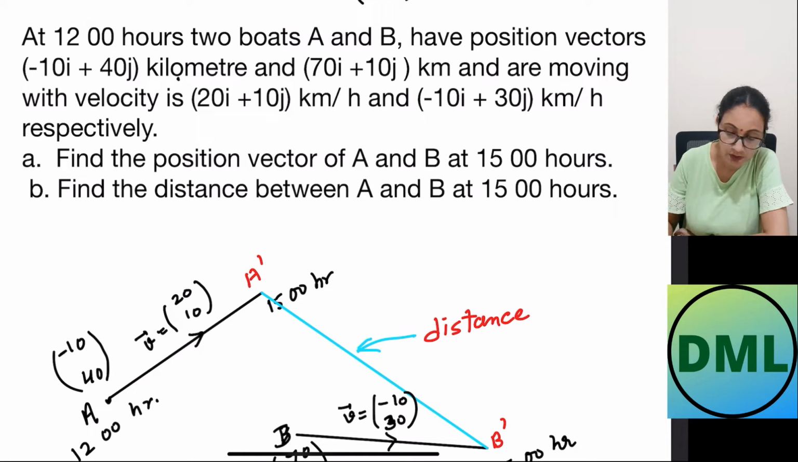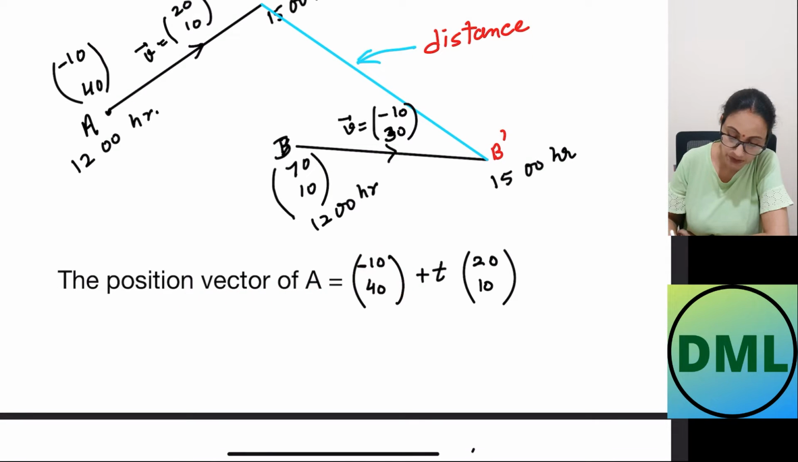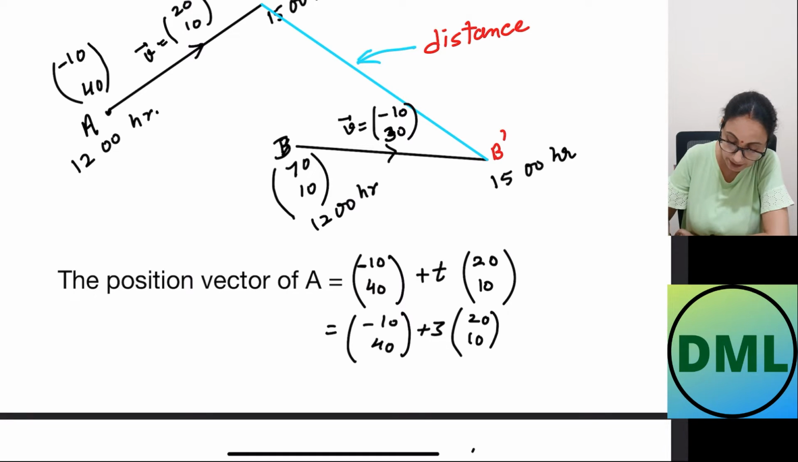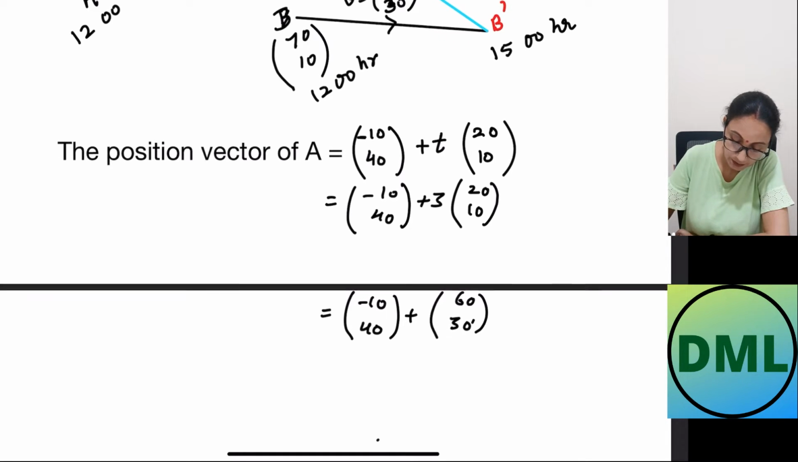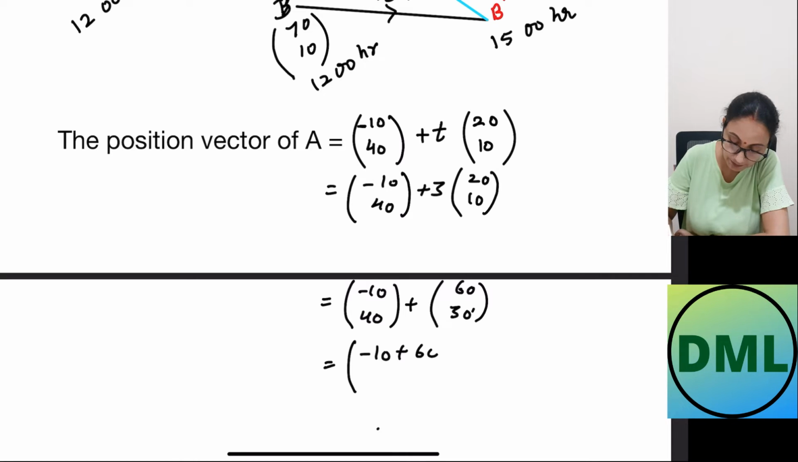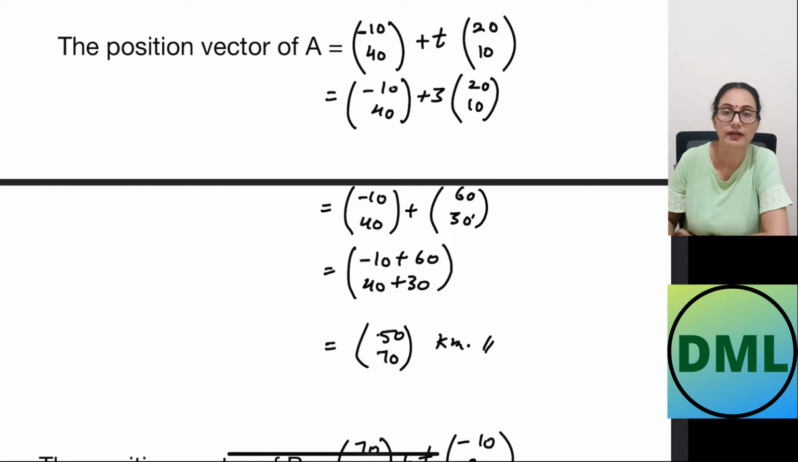So from 12 hours to 15 hours, you traveled 3 hours. So the position vector of A is the initial position plus the time times the velocity vector. The time is 3 hours. Let's put the value here. That will be minus 10, 40 plus 3 times 20, 10. If I solve it, that will be minus 10, 40 plus 60, 30. You have to add it: minus 10 plus 60, and 40 plus 30. So that will be equal to 50, 70 kilometer. That will be your answer for the position vector of A.